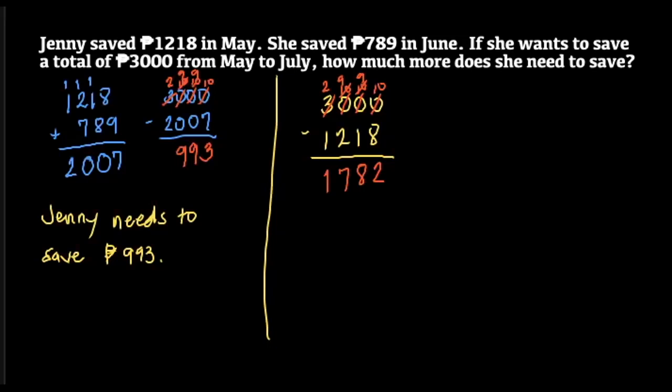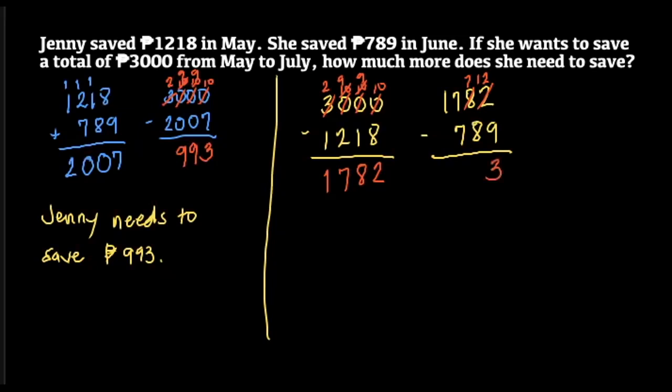Afterwards, we have to subtract 1,782 and what she saved from June, which is 789. All right. So we want to subtract first from the ones place. So that will be 2 minus 9, which we cannot subtract. We have to regroup. So 2 will now become 12 ones if we get 1 ten from the 8 tens. So 12 ones minus 9 gives us 3 ones.